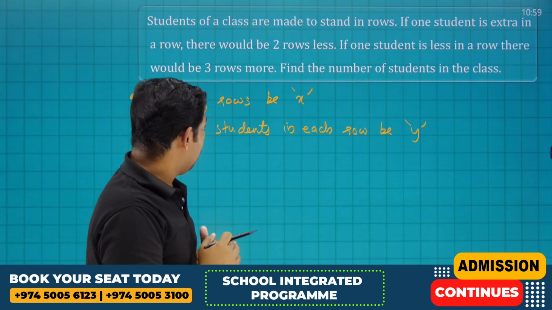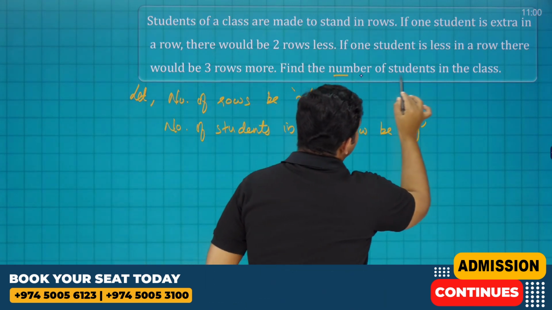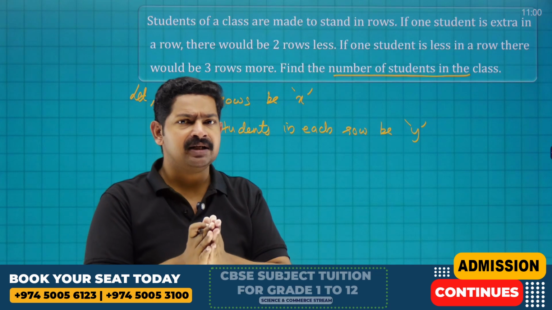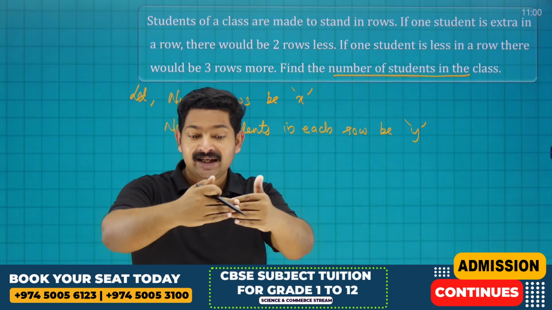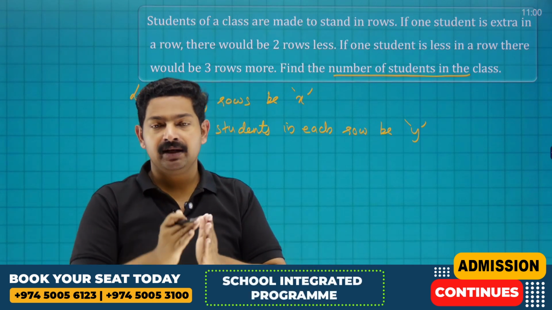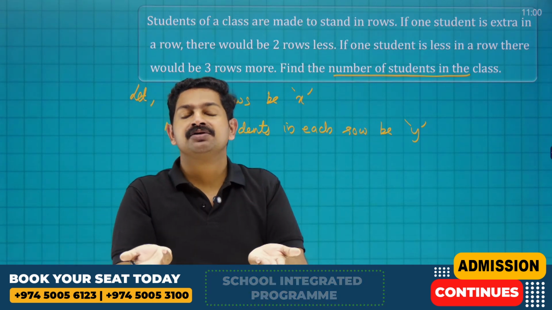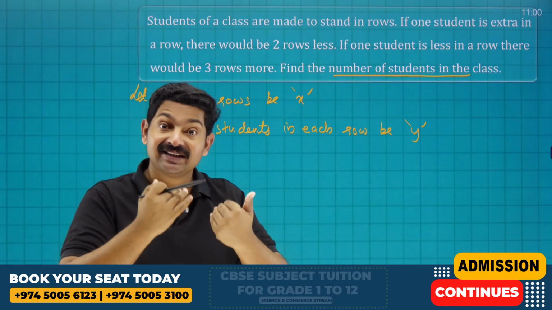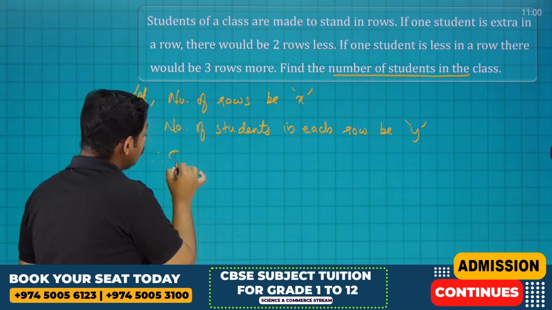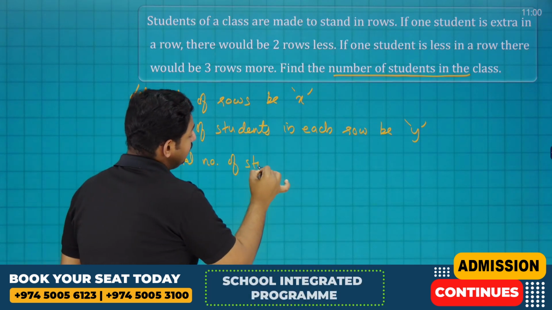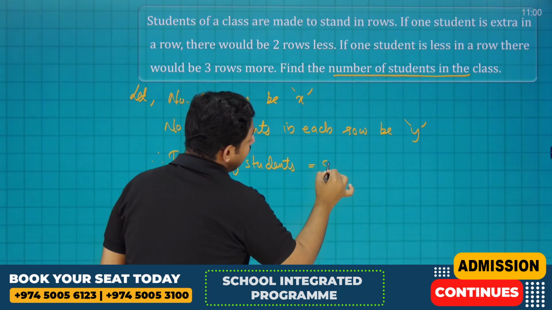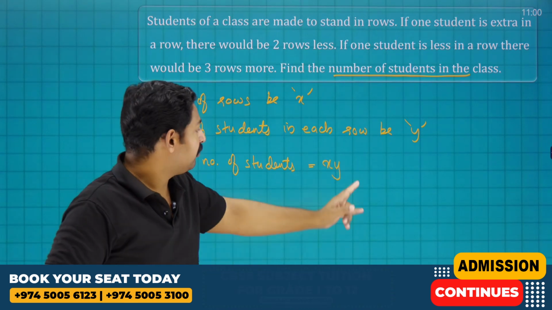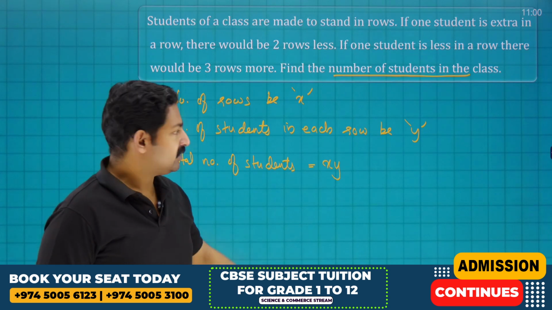Okay, so now at last we need to find out the total number of students in the class, right? So from this, how can we find the total number of students? Just imagine there are 10 rows, and in each row 5 students are there. Then the total number of students is 10 into 5, 50, right? Like the same way, the total number of students in the class is equal to xy. That is, when we multiply the number of rows and the number of students in each row, we get the total number of students. So xy. This is the concept.